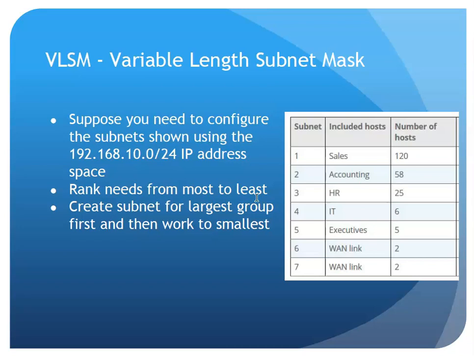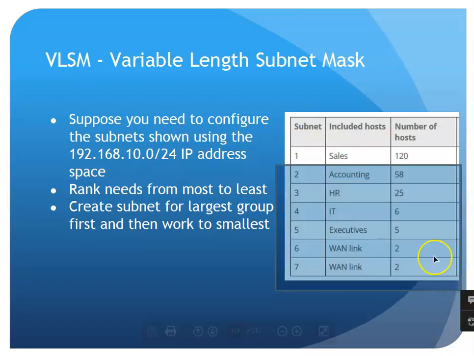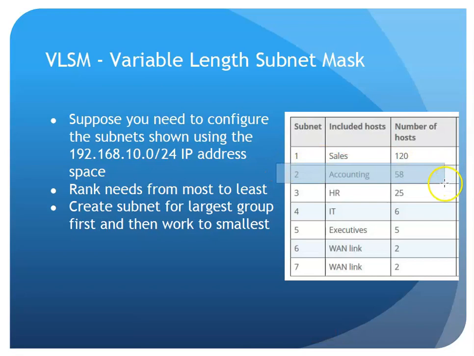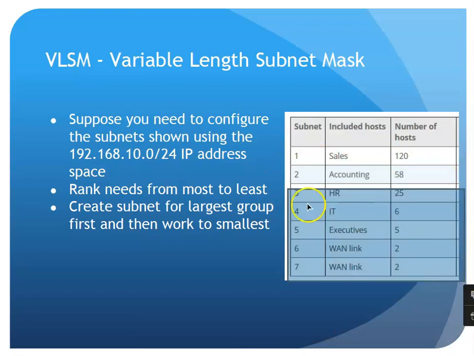In the book example, they say that sales needs 120 hosts, accounting needs 58, HR needs 25, 6, 5, 2, and 2. So take and rank them from the largest to smallest. What we'll do is allocate the first subnet here. The remaining space would take care of these guys. Then we'll take that and break it into another piece for this one. For this group here, the remaining space will be here, and so forth.